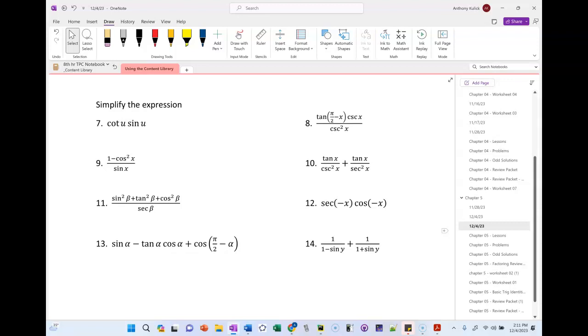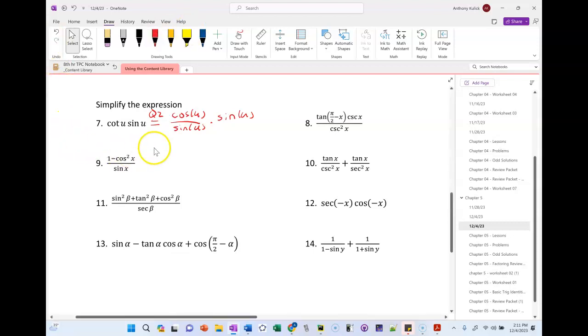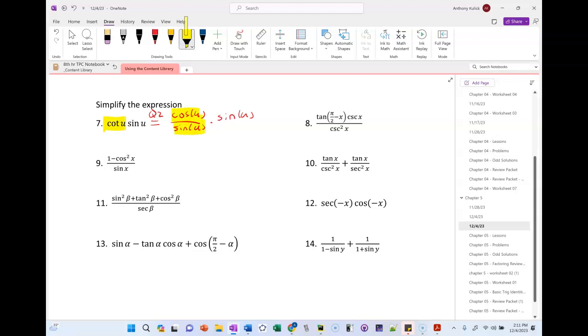Okay, a quotient identity to turn cotangent into what? Cosine over sine. Great. Why did you pick that version? It has the sine in it. Yes, very good. Is everybody okay with what we did there?